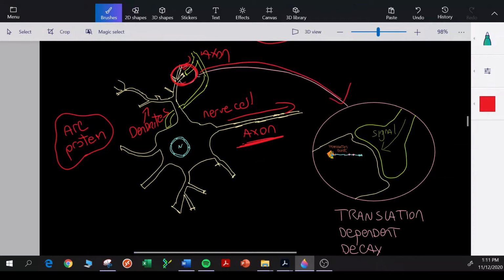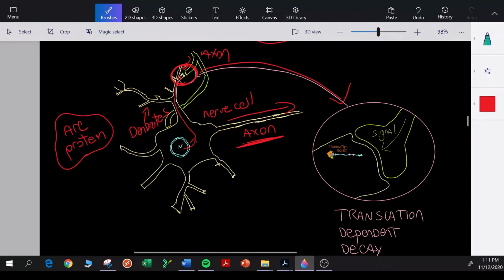So it's thought that when the ARC messenger RNA is exported out of the nucleus, there's a protein that binds to it that keeps it from being translated. So it can't be translated yet. And that protein, not only does it keep it from being translated, it helps transport it to the synapses associated with the dendrites of that nerve cell.